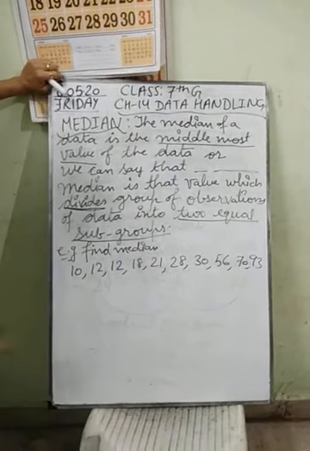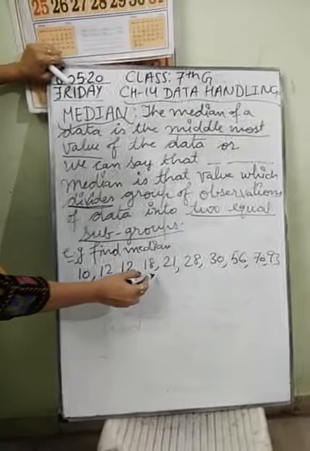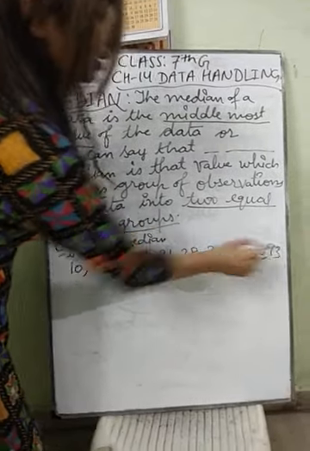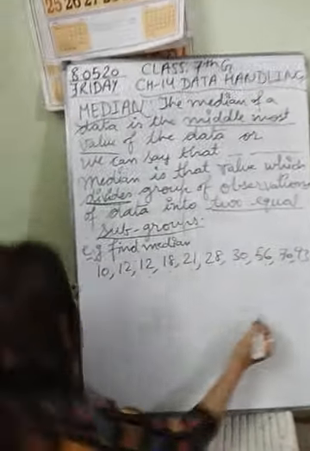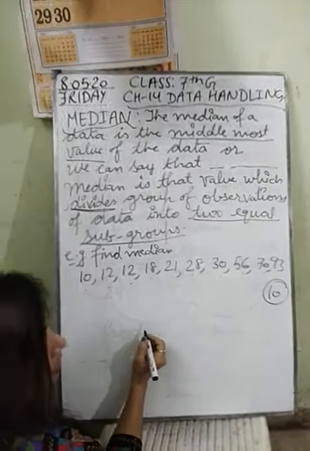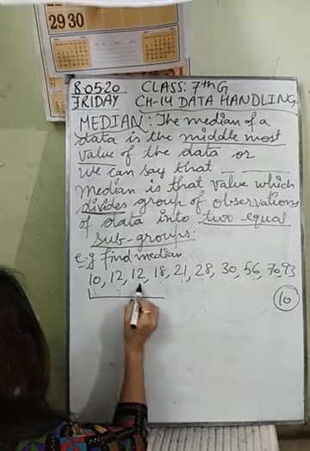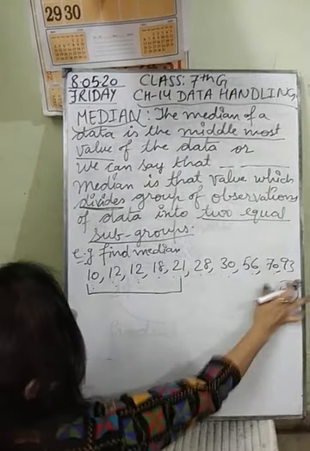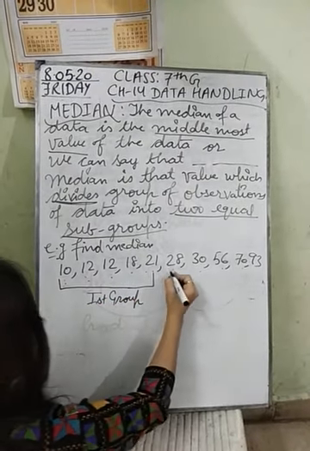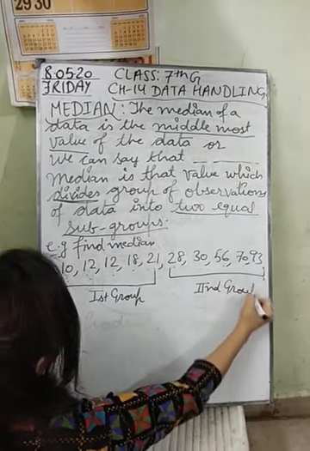First of all, you should count the observations. How many numbers are there? 1, 2, 3, 4, 5, 6, 7, 8, 9 and 10. There are 10 numbers. Okay, we have counted them. So, how can we divide into two subgroups? You should divide it into two equal groups. First of all, 1, 2, 3, 4, 5. 5 in the first group, and this will be your second group. Okay, I have divided it into two equal groups.